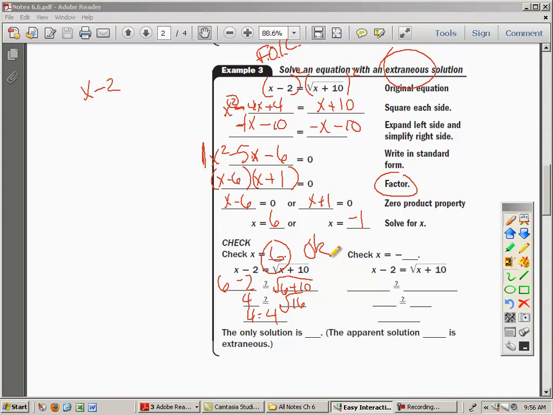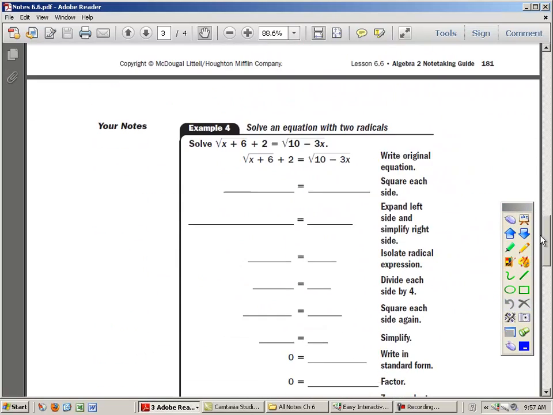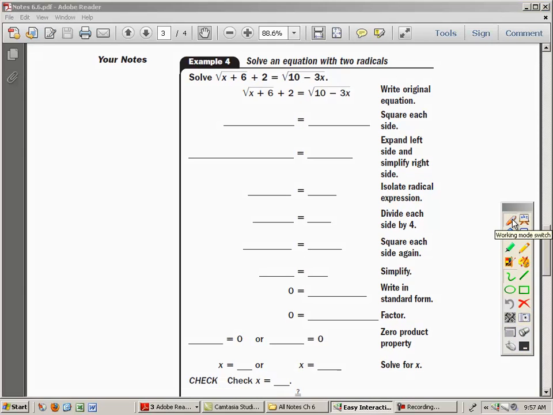All right, let's try our negative 1. Negative 1 minus 2 becomes negative 3. And on the other side, this is the square root of negative 1 plus 10, which is 9. So this is the square root of 9. And as you know, the square root of 9 is 3, and 3 does not equal negative 3. And so we have to reject this solution. So by rejecting that solution, we say the only solution is the 6. The apparent solution that we found of negative 1 is extraneous. It doesn't check.